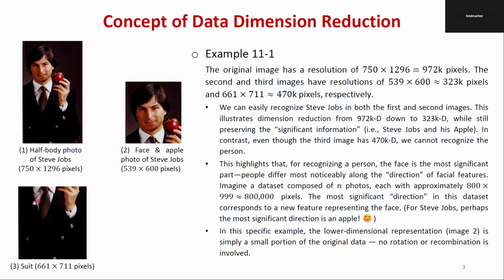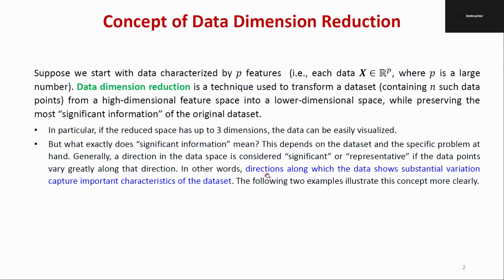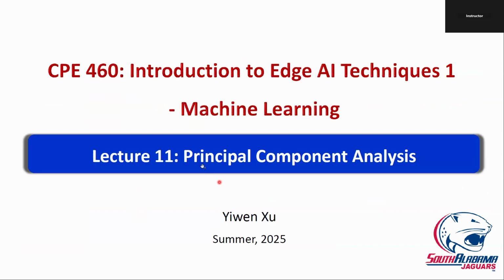I mean, for most people's bodies, hands or something, it's pretty similar. Everybody can just stand and show half a hand, in this position like this. However, the significant information here is the face. And look at these directions along which the data shows substantial variation. This one captures important characteristics of the data set, isn't it?